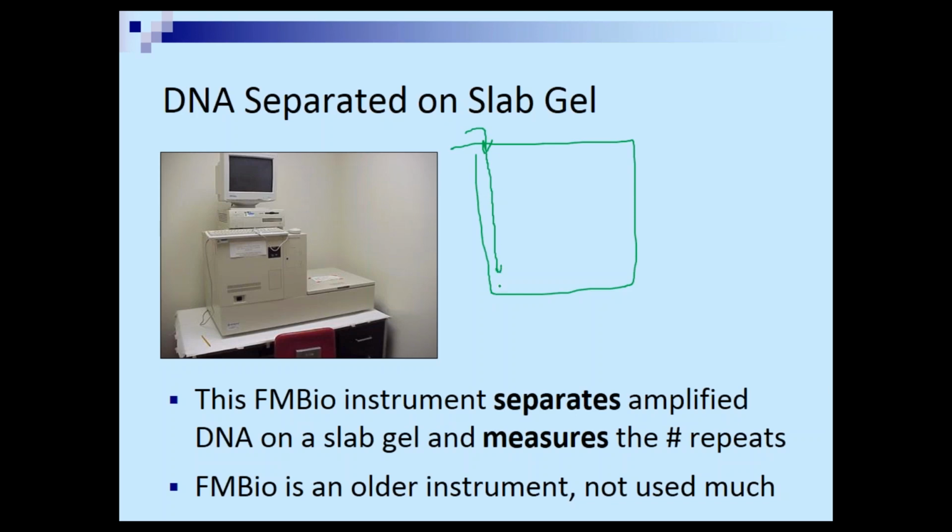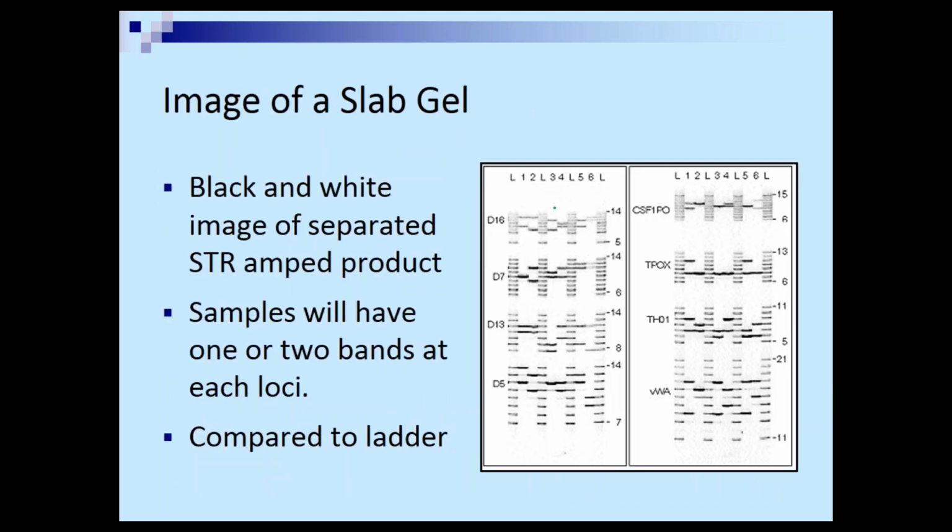It would spread out. Okay, the smaller fragments of DNA would move faster than the larger fragments. So what you would end up getting is an image that looks something like this. Okay, the L's are the ladders. That's like the rulers, so we can ignore those.